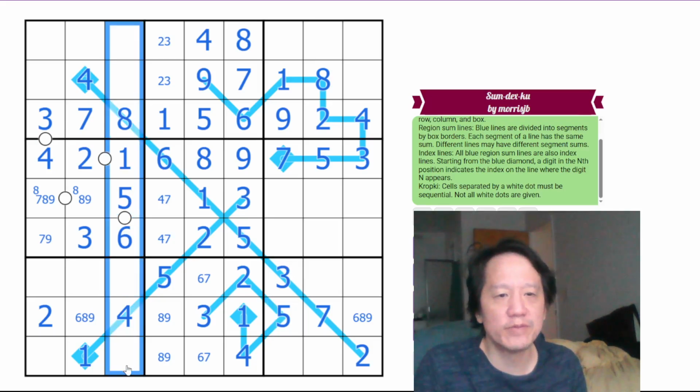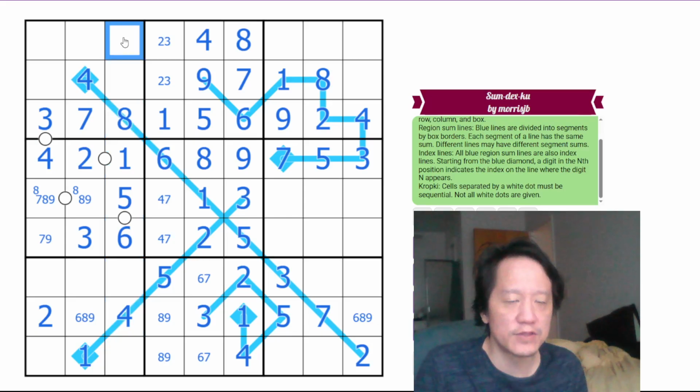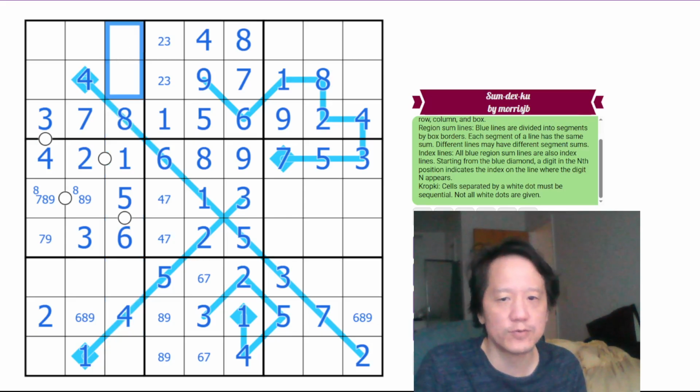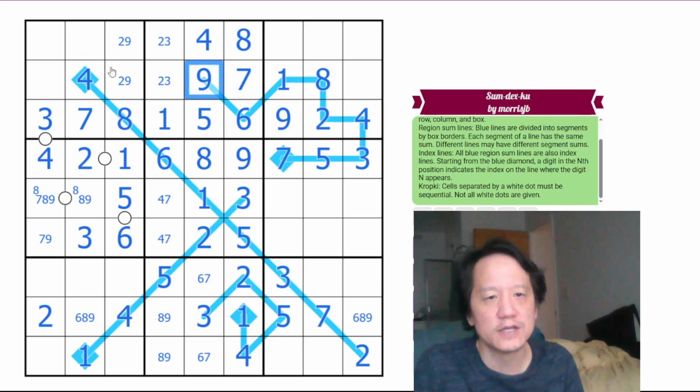In column 3, we are missing 2, 3, 7, and 9. 3 and 7 cannot be here, therefore this becomes a 2, 9 pair. And the 9 in the row 2 eliminates 9 here. So this is 2, this is 9. The 2 eliminates 2 here, so it's 3 and 2.